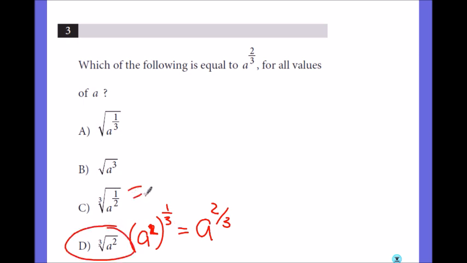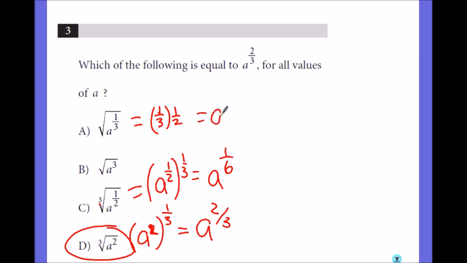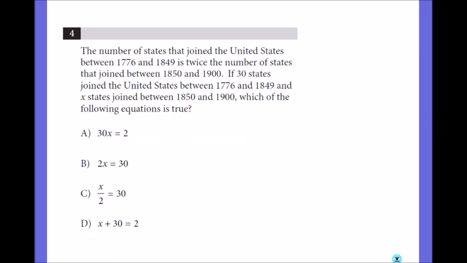Here it will be what? a raised to 1/2, raised to 1/3 again, so you get a to the 1/6. Here it's 1/3, raised to 1/2 again, so it is a to the 1/6. Here is a cubed, raised to 1/2, which is a cubed over 2. Okay, but B was the answer.